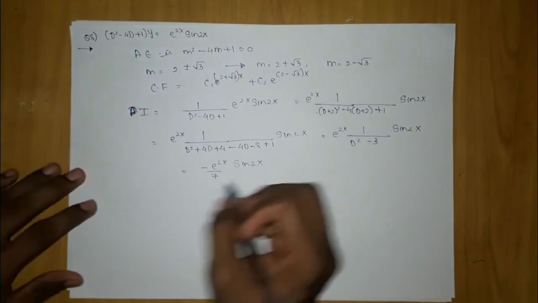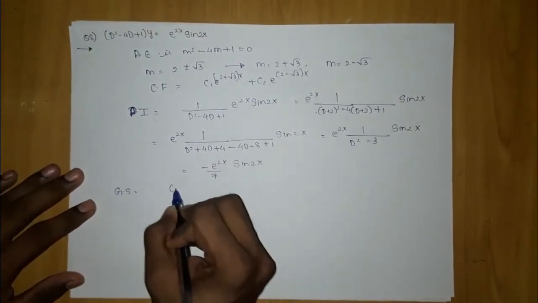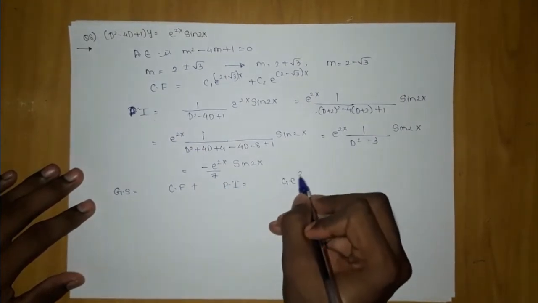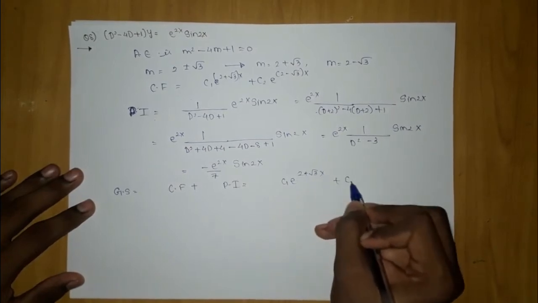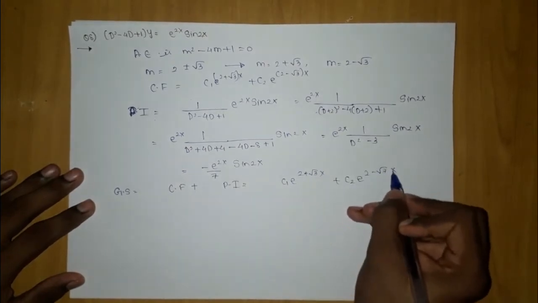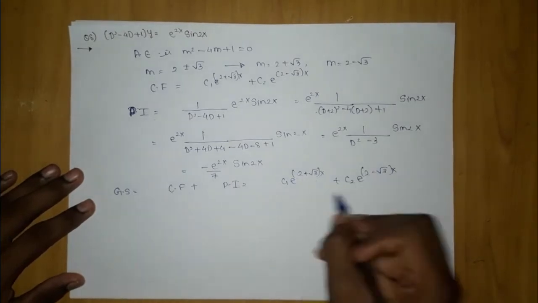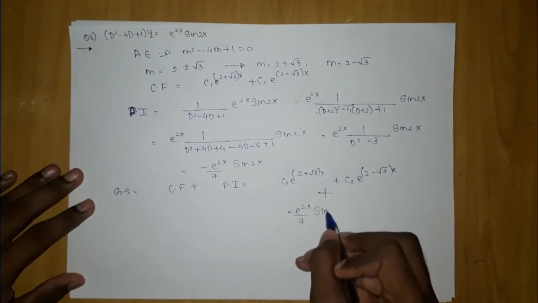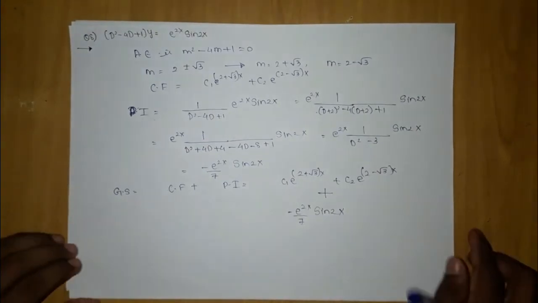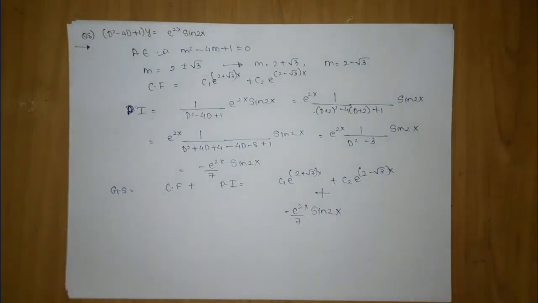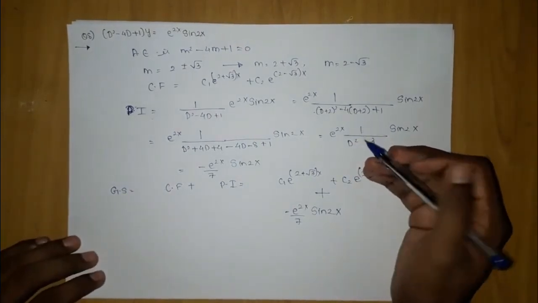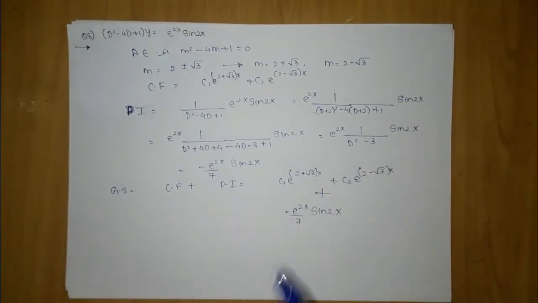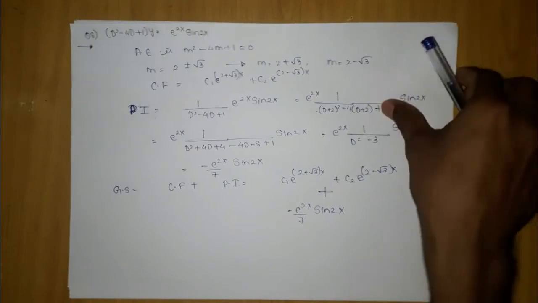Now we write the general solution, which is the complementary function plus the particular integral: c1 e to the power (2 plus root 3)x plus c2 e to the power (2 minus root 3)x minus e to the power 2x by 7 into sine 2x. Hope you have understood this problem. It became so easy to solve because the D term got reduced, otherwise we would have to rationalize it, then multiply. Then it would become quite lengthy, but we were lucky that we got simplified answers.